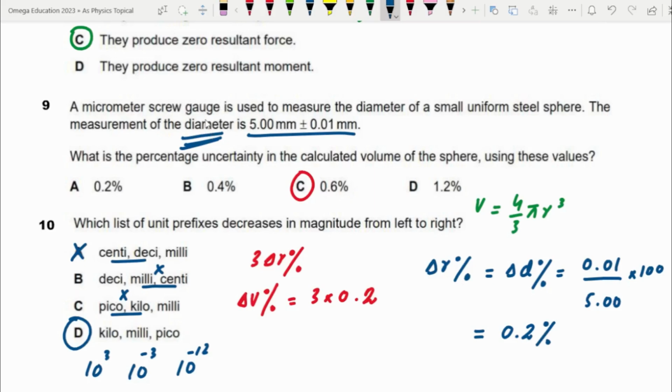I've stated it many times. So the percentage uncertainty in radius or diameter is 0.1. Second value, uncertainty divided by principal value times 100. So you get 0.2, and then you multiply by 3 because you have the cube of the radius. So you multiply by 3 and you get 0.6 as the right answer.